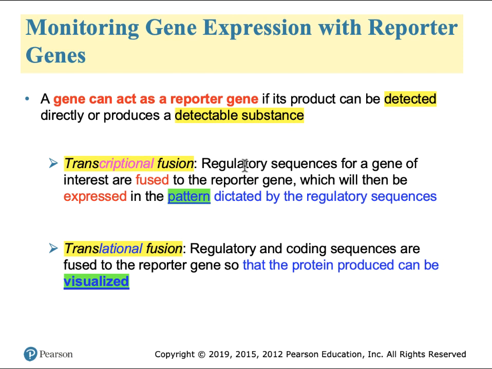All you're doing there is taking the regulatory sequence of a gene of interest and fusing it to the reporter gene. And that will tell you whenever that gene is supposed to have been turned on and off, because you're monitoring the switch. The switch is the regulatory portion. And due to the pattern of the reporter gene, that will tell you when that switch is on and by how much. Alternatively, you may go for a translational fusion, where the regulatory and coding sequences are fused together so that they do become functional and produce a product that can then be visualized within the cell. We'll see examples of this very shortly.